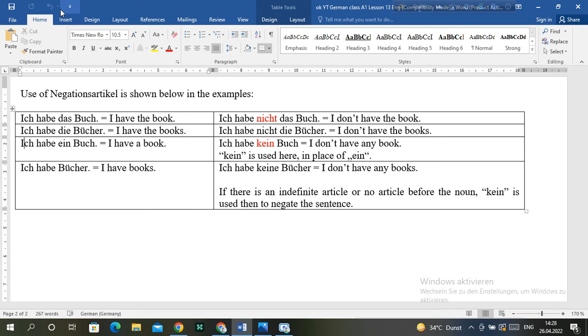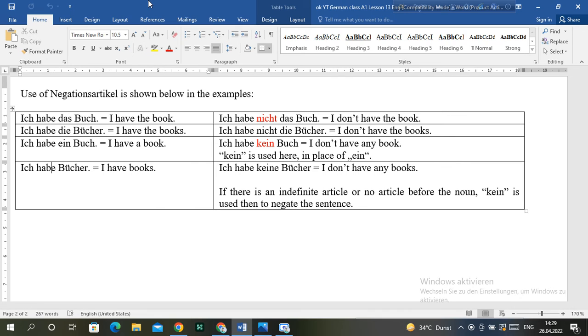If the sentence has a noun which has an indefinite article before it, as for example, ich habe ein Buch, I have a book, and we want to negate this sentence, then we have to take the negations article kein because the noun has an indefinite article before it. The negative sentence is then ich habe kein Buch. I don't have any book. In the negative sentence, kein is used instead of ein. In place of ein, kein is used here.